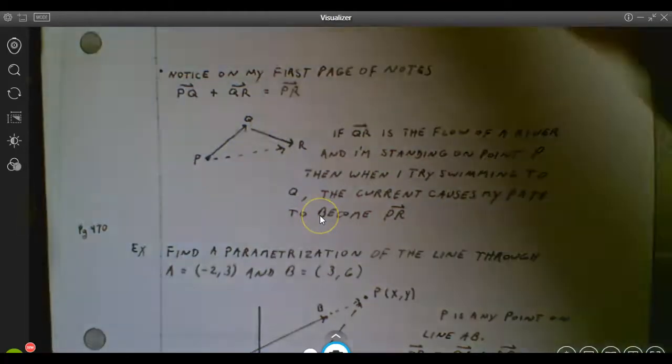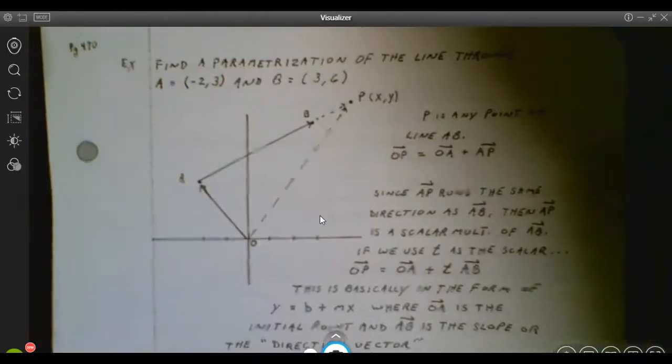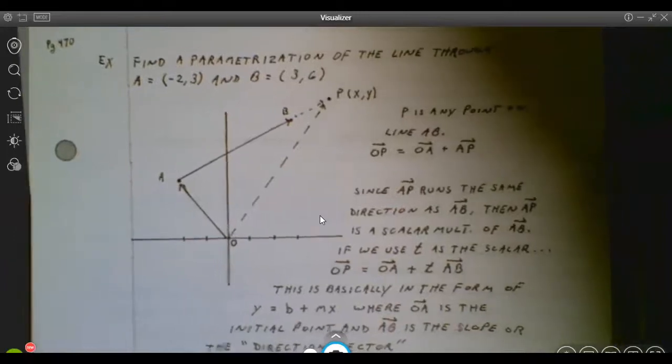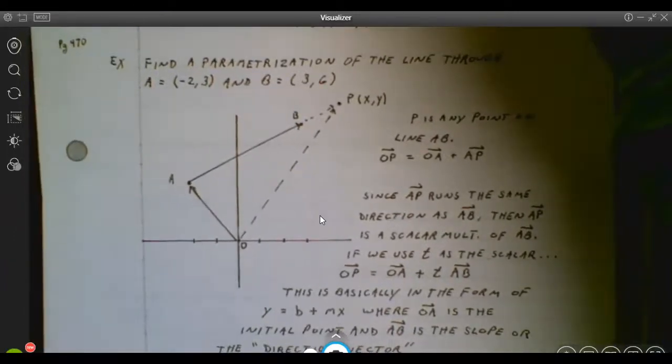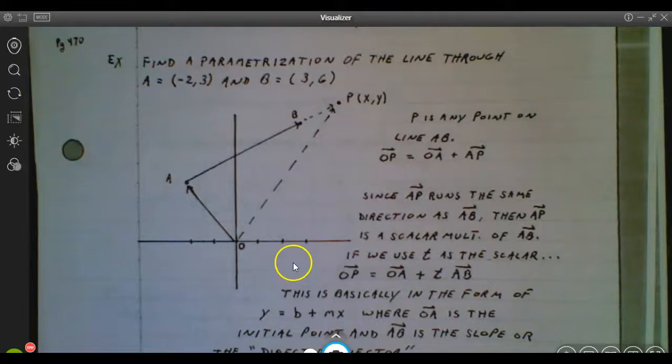Okay, so anyway, let me go on to this next guy. It's a lot to write down, so obviously if you don't have my printed notes, first of all, you should have my printed notes, but if you don't, you can always reference this on page 470 instead of trying to copy down everything that you're looking at. So find a parameterization of the line through point A and point B.